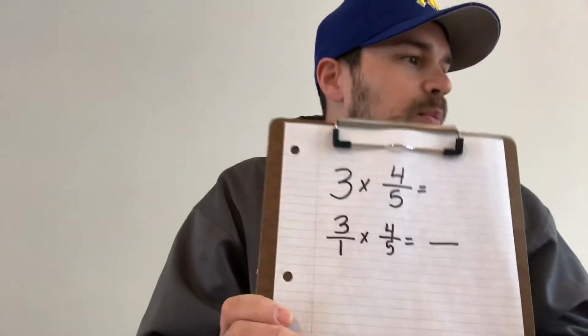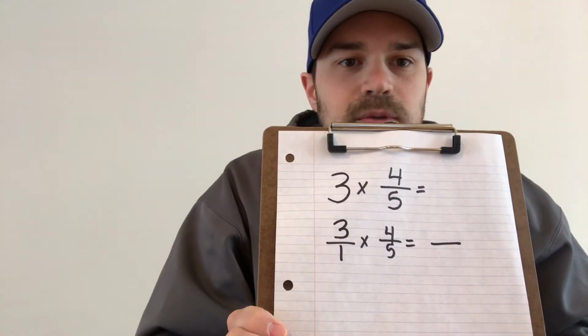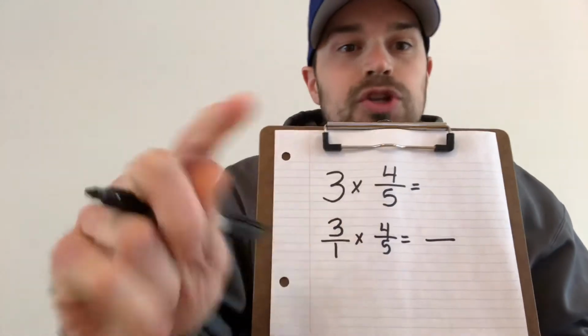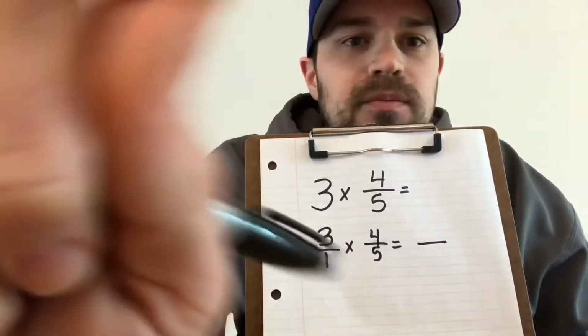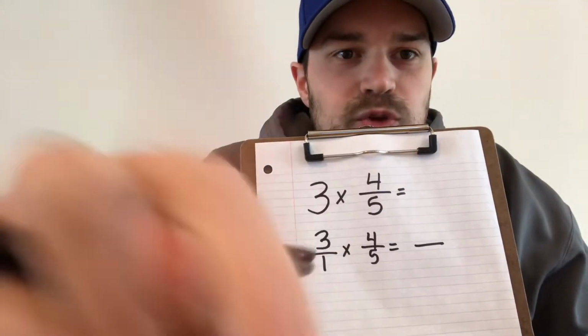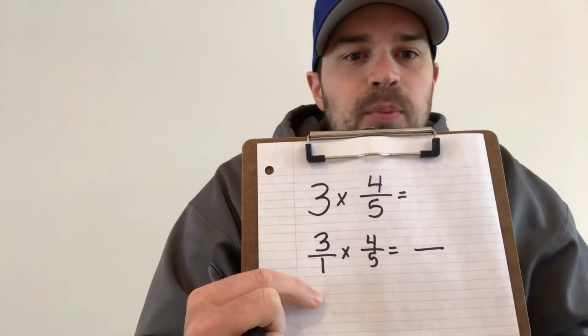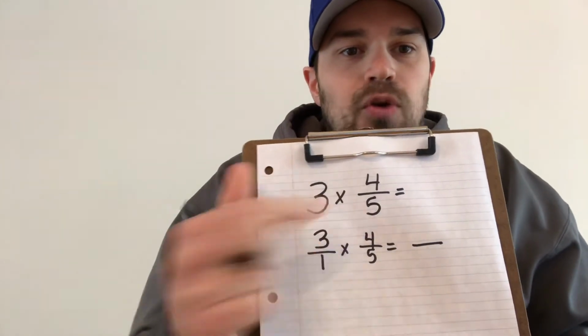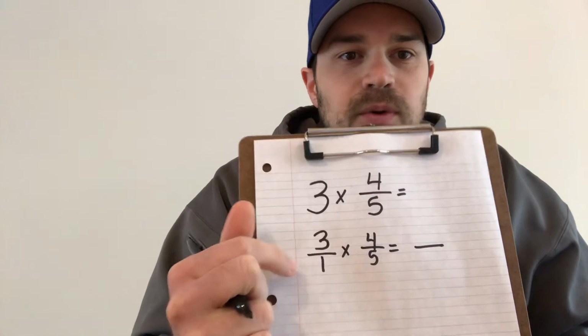So go ahead and set up your multiplication problem just like this, okay? After you set up your problem, we're just gonna multiply straight across, okay? So 3 times 4, everyone, is 12. Awesome, way to go.